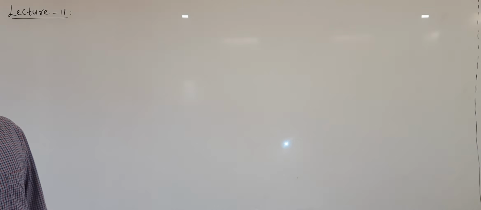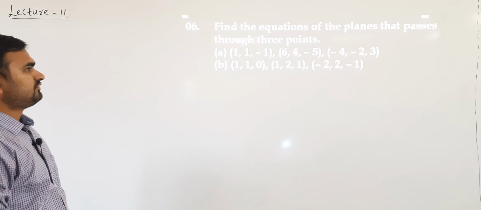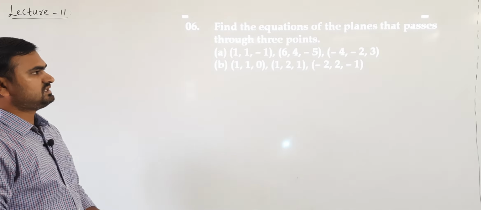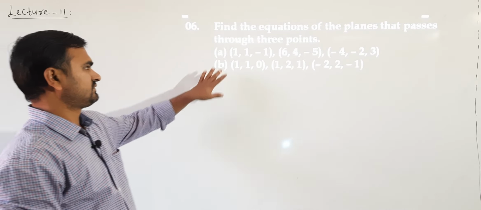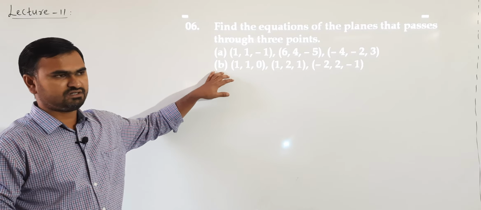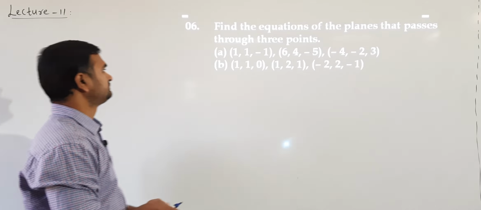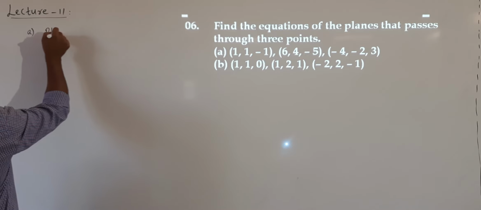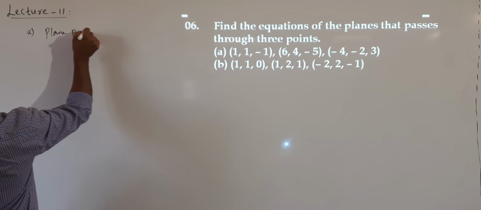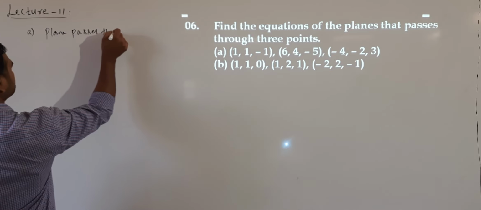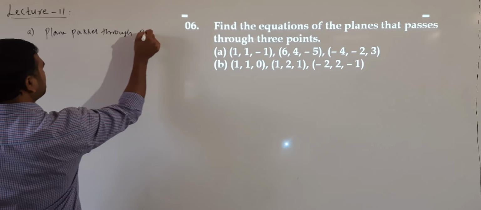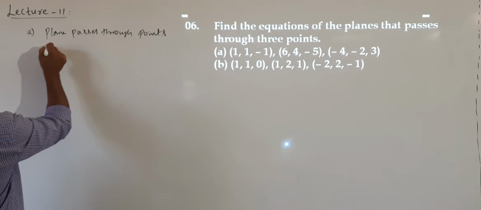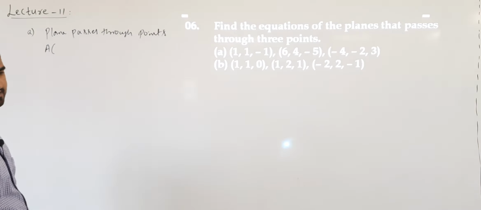This is the next question. Find the equations of planes that pass through the 3 points given. Okay, so two problems are given here. See the first part. The plane passes through the points. I will take the given points as A, B, C.